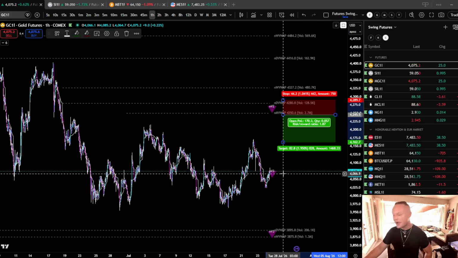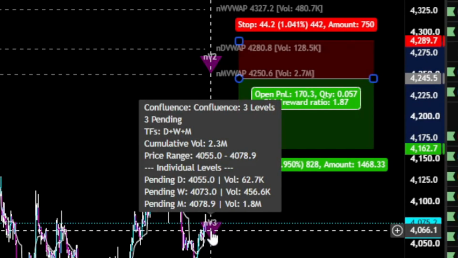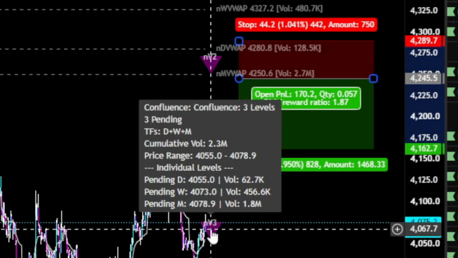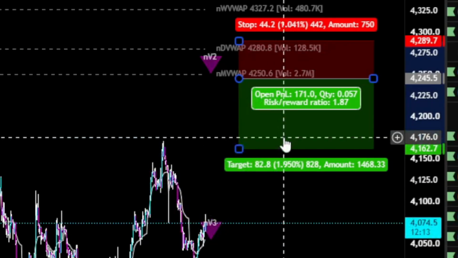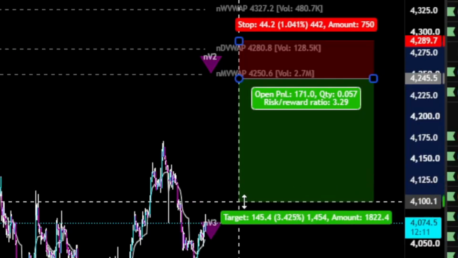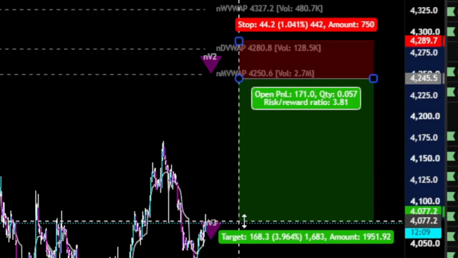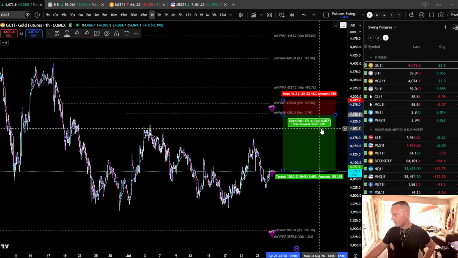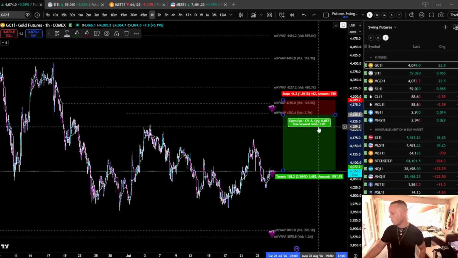And the funny part about this is you can actually see where the live monthly VWAP is. It's at $4,078.90, and it has 1.8 million in volume on it. So if I know that it's at $4,078, then what I would do is I would target $4,078. Look at the risk to reward on that. 3 to 4x risk to reward on that trade.